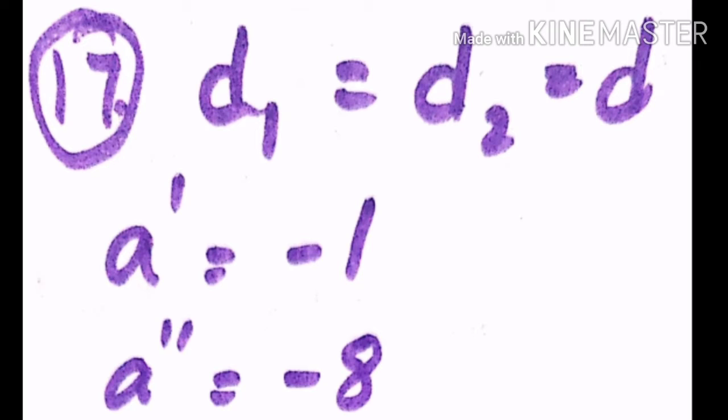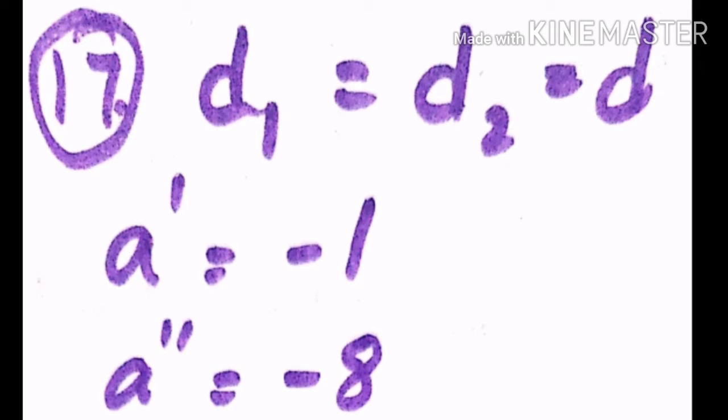In question number 17 you are given two APs and it is also given that the common difference of the two APs is the same. Also it is given that the first term of the first AP is -1 and the first term of the second AP is -8, and you want to find the difference between the fourth terms of these two APs.